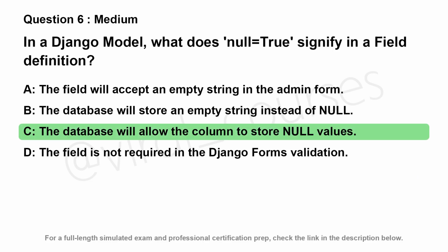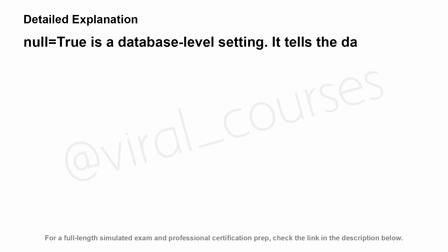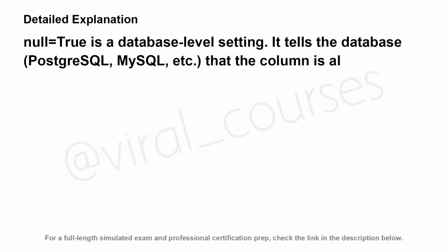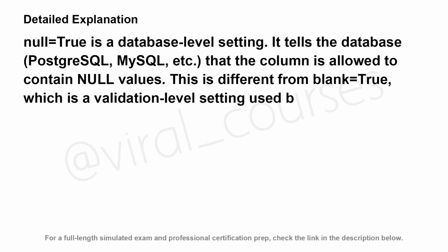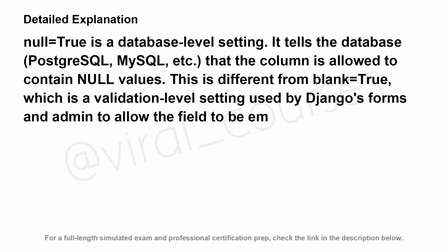The correct answer is C. Null equals true is a database level setting. It tells the database, PostgreSQL, MySQL, etc., that the column is allowed to contain null values. This is different from blank equals true, which is a validation level setting used by Django's forms and admin to allow the field to be empty during data entry.